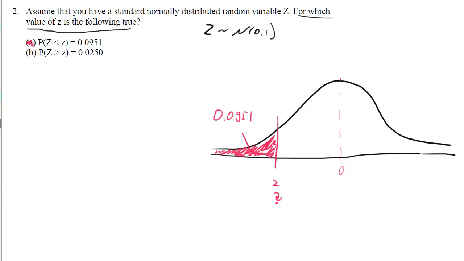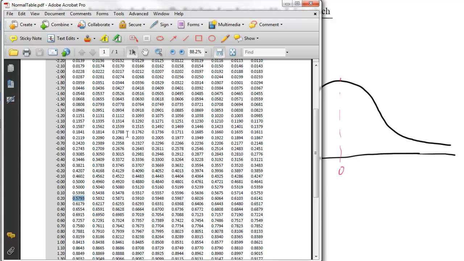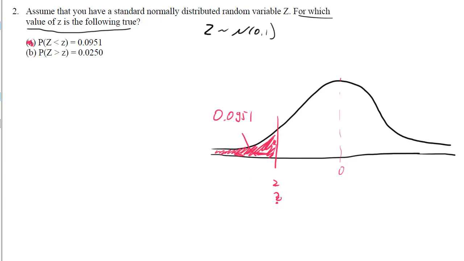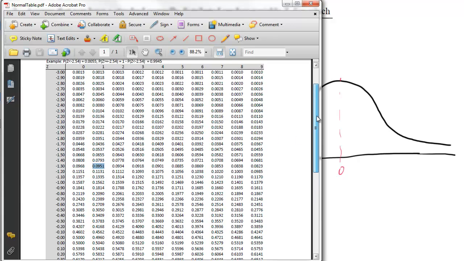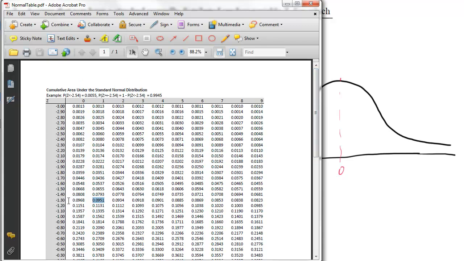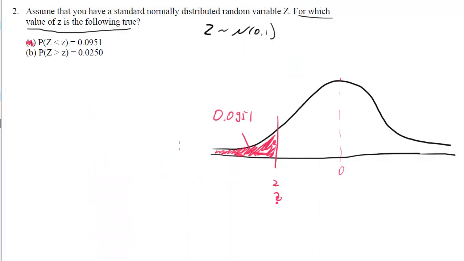So how do we do this? We will now have to use the table in a backwards way. We know that in the center of the table, what we can see is exactly these sorts of probabilities. So let's try and find 0.0951. Here we go, 0.0951, and that's related to negative 1.3, and the second column, that's a 1. So it's negative 1.31. Okay, so that is the solution.